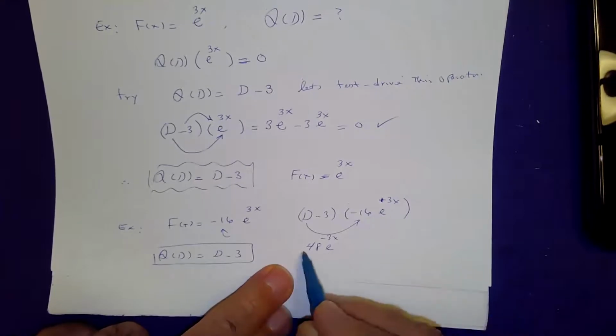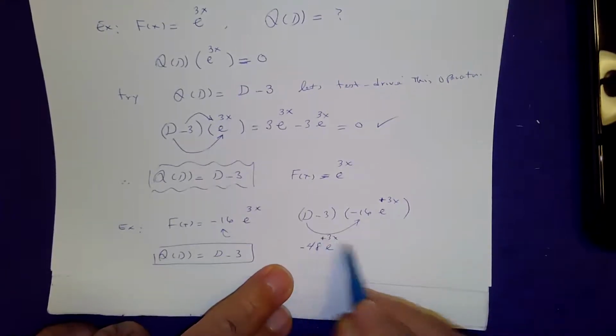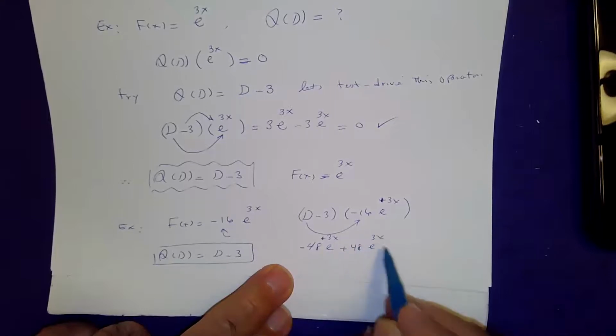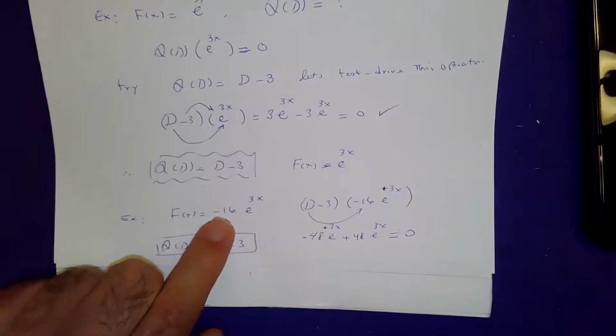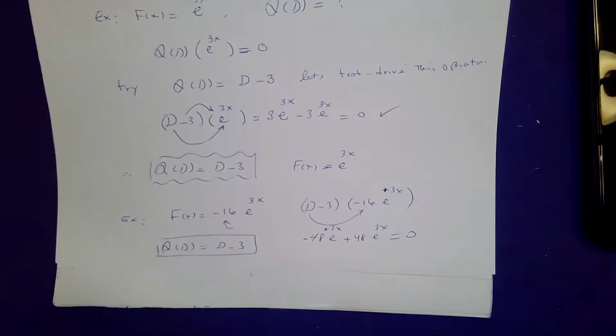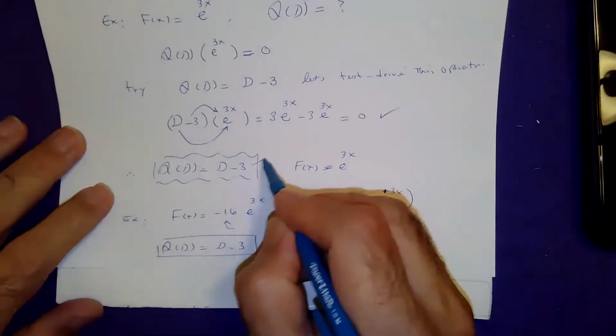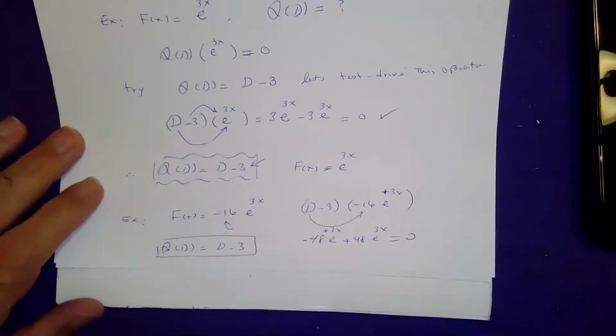So that would be negative 48 e to the 3x, and this would be positive 48 e to the 3x, ta-da, 0. So this negative 16 was irrelevant, wasn't it? So with that in mind, the question is, hey, how did you get this? Yeah, it works, but how did you get it?